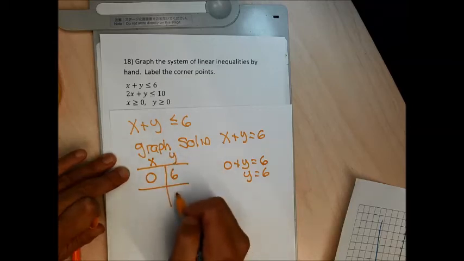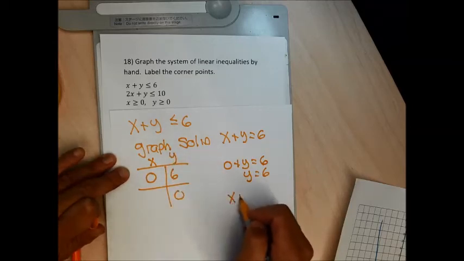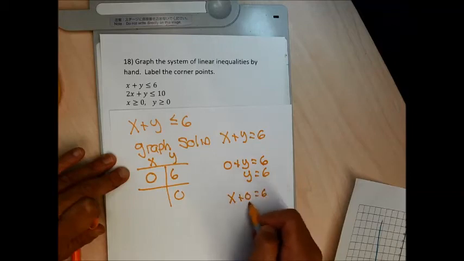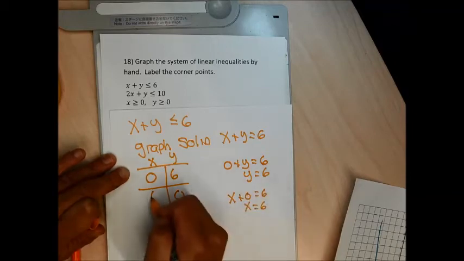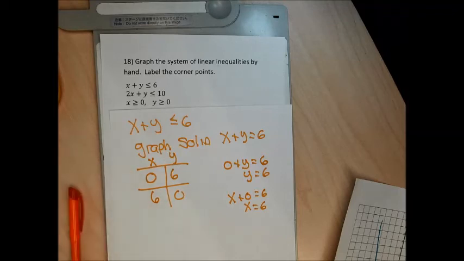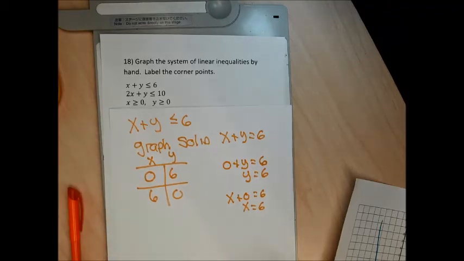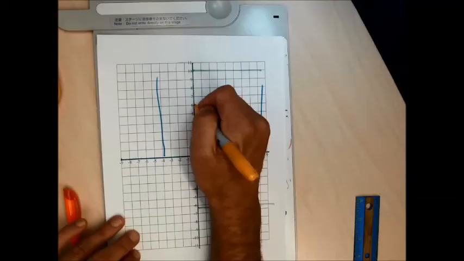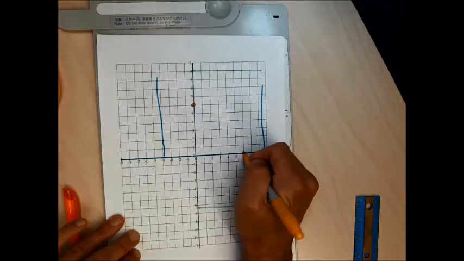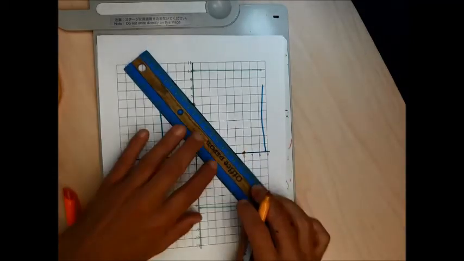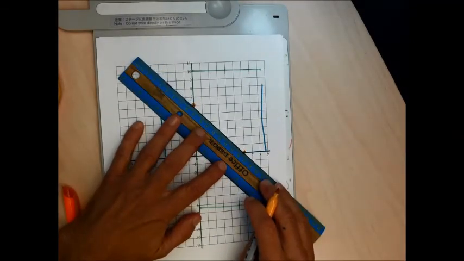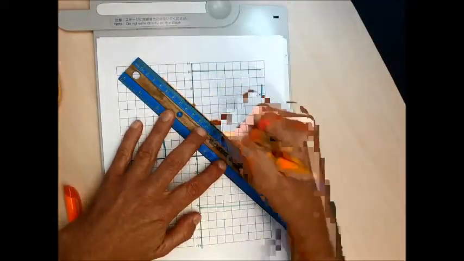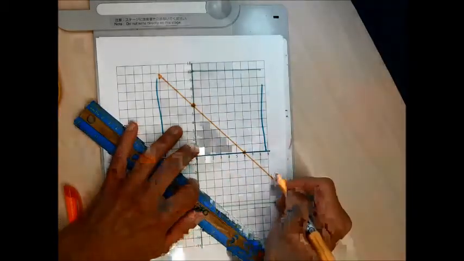And then I'm going to plug in 0 for y. I'd get x plus 0 equal to 6. That's going to give me x equal to 6. So I'm going to plot the points (0, 6) and (6, 0), draw a solid line, and then I'll figure out where to shade. So real quickly, I'm marking (0, 6), I'm marking (6, 0), and I'm connecting these with a solid line. Arrows at the end of the line might be nice.